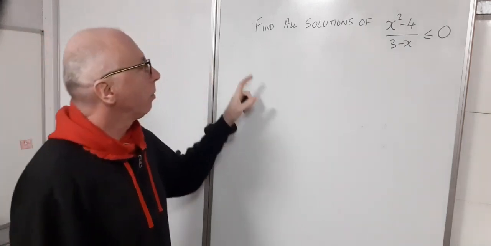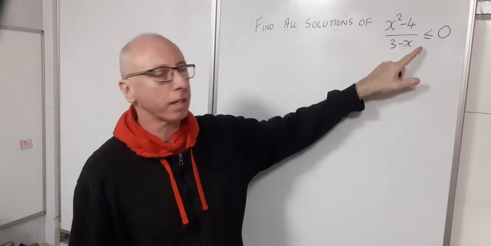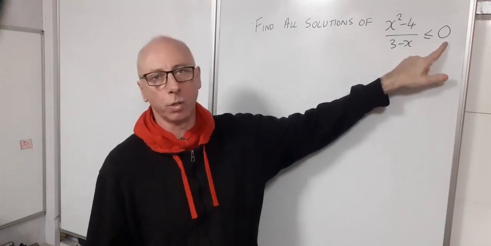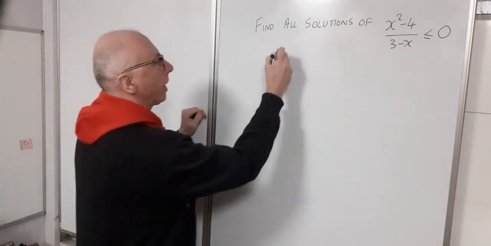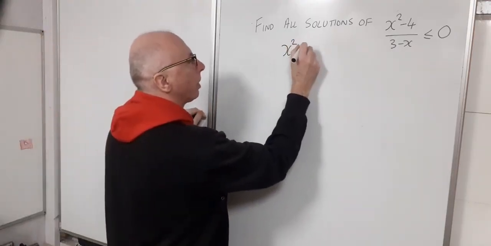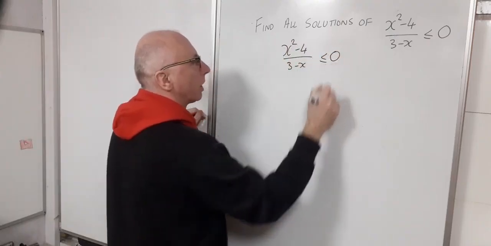So in this question here, we want to find all the solutions of (x squared minus 4) divided by (3 minus x) is less than or equal to 0. So let's write the question out here and let's just have a look at what's going on to see how we can go about finding our result.